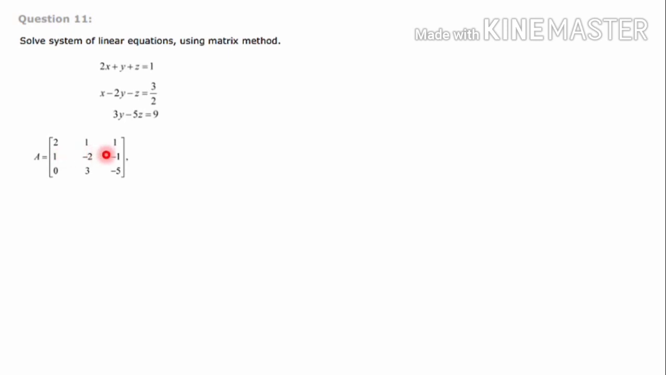So 1, minus 2, minus 1, we have to write it as the second row. And when you consider the third equation, the coefficient of x is 0 here because there is no x term. And y is 3 and z is minus 5. So 0, 3, minus 5, we have to write it as the third row. Next, x, that is our variable matrix, that is a column matrix. Our variables are x, y and z. Then next we have to write the constant matrix, that is also a column matrix. Our constants are 1, 3 by 2 and 9.